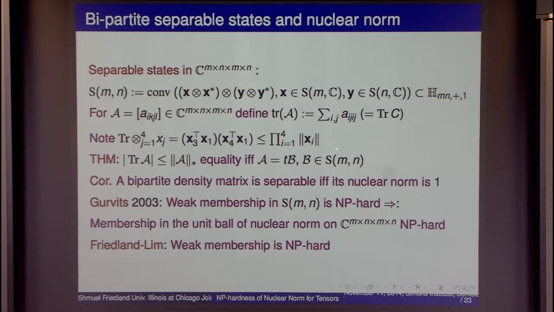You always have this inequality, whether it's for real or complex. Therefore, we have this simple and nice theorem that the trace of A is less than or equal to the nuclear norm, and equality holds if and only if A is a scalar multiple of a bipartite separable state. So let's see if I give a proof of that. I can. Okay, so since this is very simple and important, I could give a proof here. So let's see.